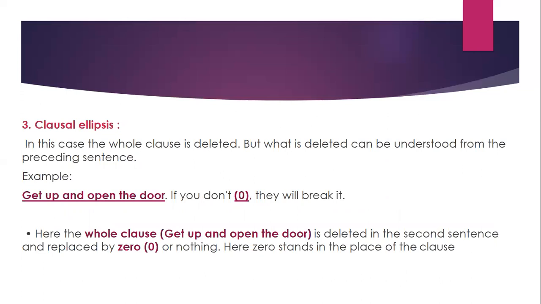And the last slide is about clausal ellipsis. In this case, the whole clause is deleted, but what's deleted can be understood from the preceding sentence. Here is the example. A: Get up and open the door. B: If you do not, they will break it. Here, the whole clause, which is get up and open the door, is deleted in the second sentence and replaced by zero or nothing. Here, zero stands in the place of a clause, so as we can see, there is nothing after do not. Or let's say the clause is deleted.